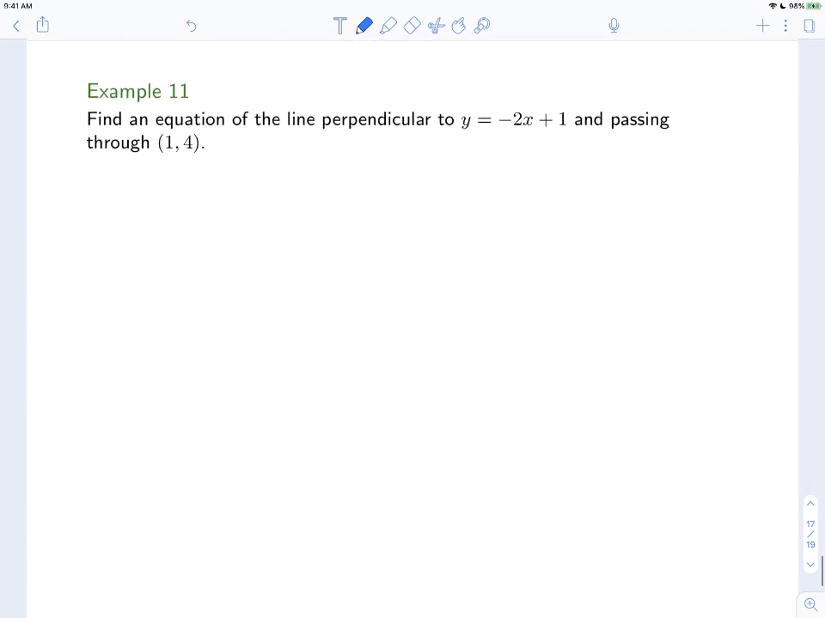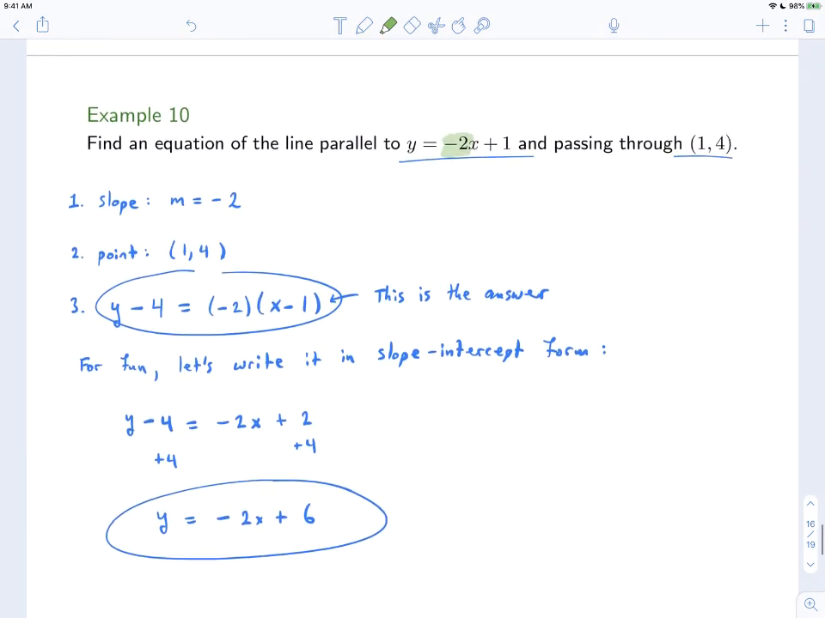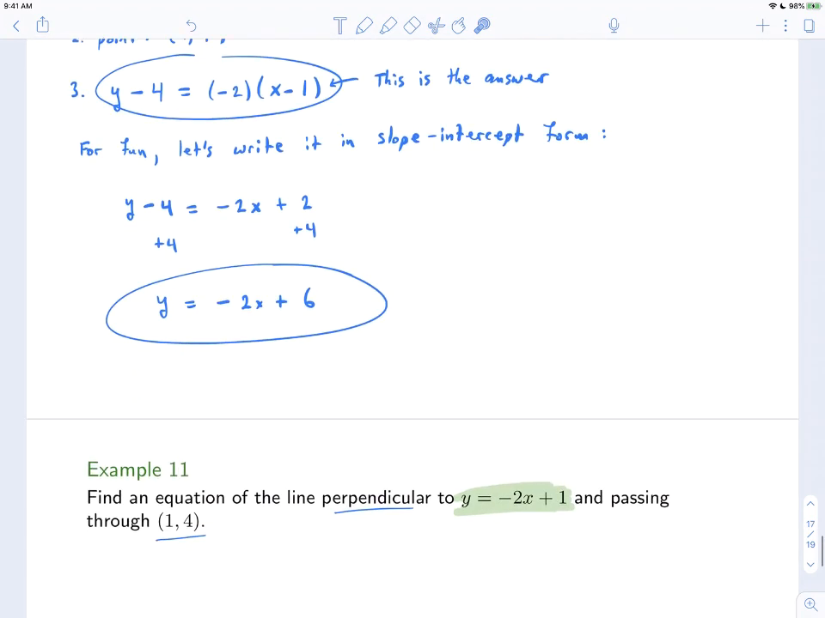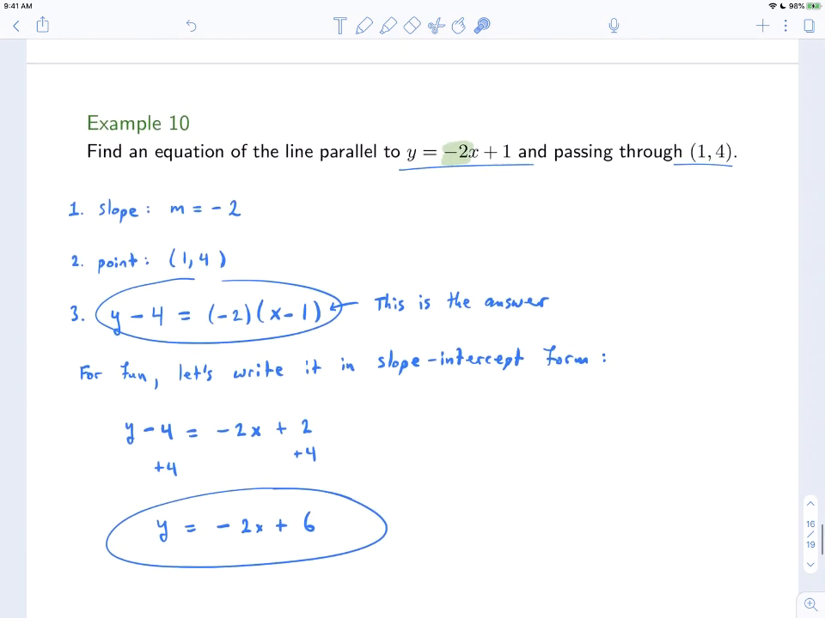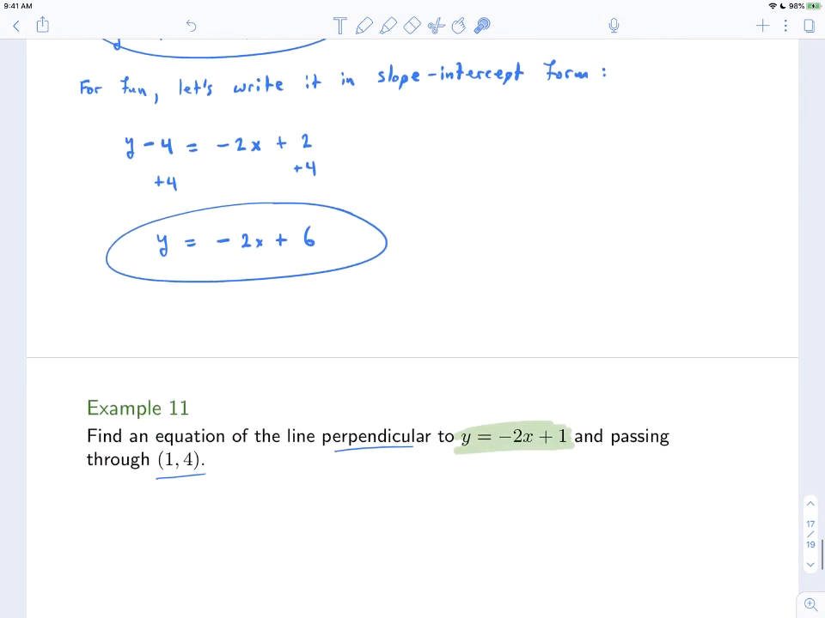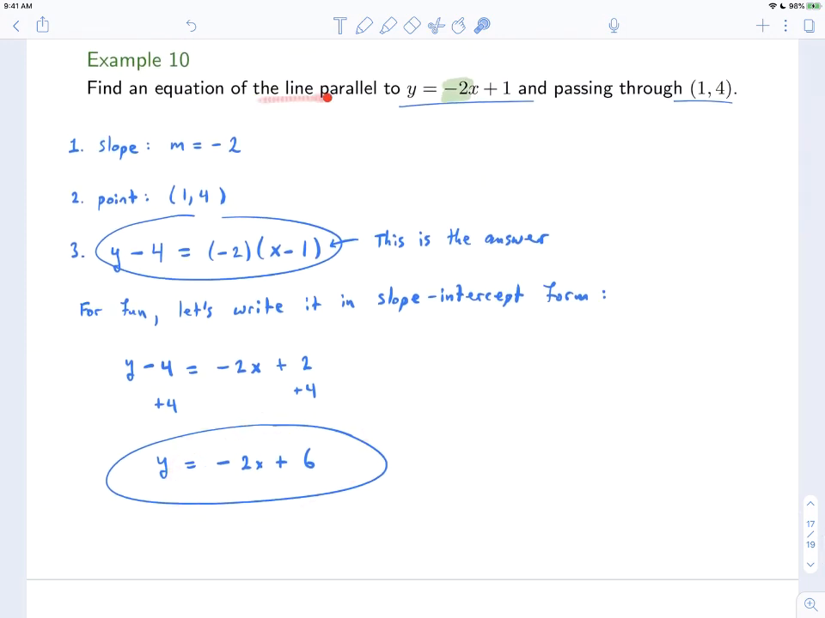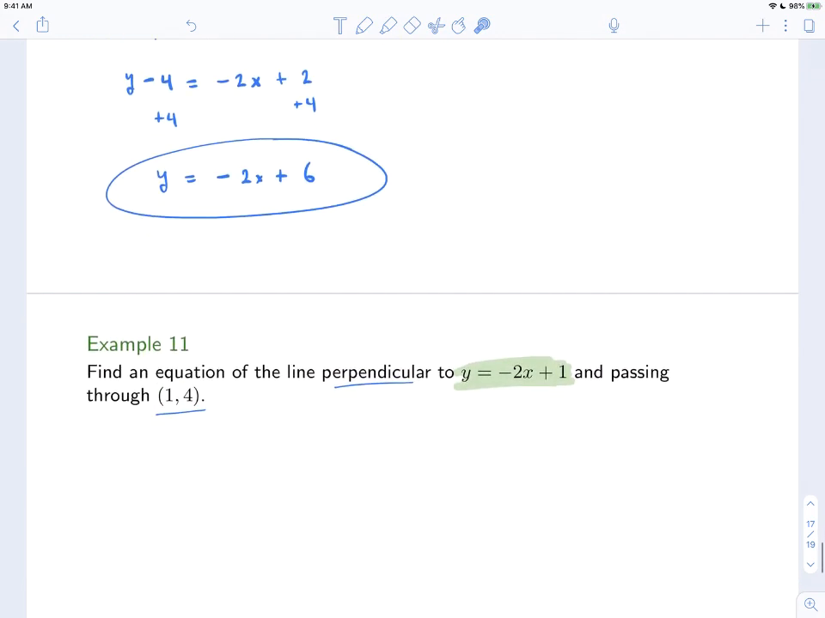Let's do another one. Find an equation of the line perpendicular to y equals negative 2x plus 1 and passing through 1, 4. Now this is actually the same line that we were looking at before. So y equals negative 2x plus 1. That's the same as here. So these are actually the same line, and it's passing through the same point, 1, 4. The only difference is here we were looking for a line parallel, and now we're looking for a line perpendicular.